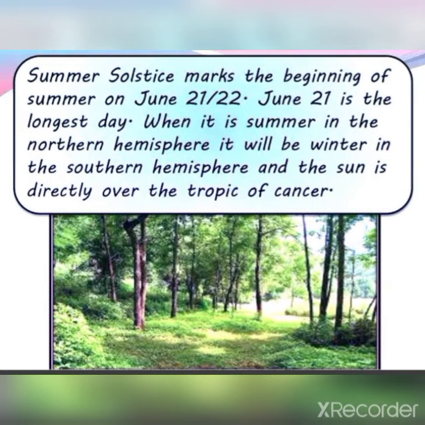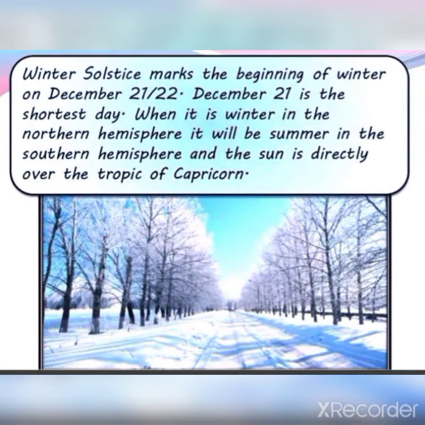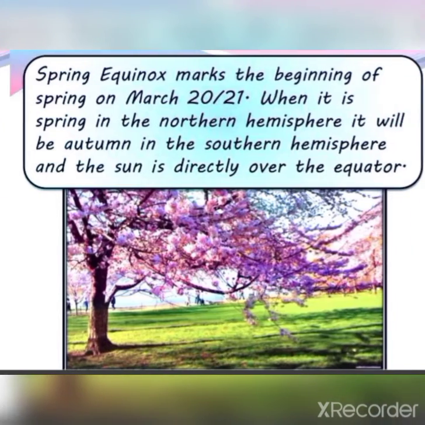Summer solstice marks the beginning of the summer on June 21, 22. June 21 is the longest day. When it is summer in the northern hemisphere, it will be winter in the southern hemisphere, and the sun is directly over the Tropic of Cancer. Winter solstice marks the beginning of the winter on December 22. December 21 is the shortest day. When it is winter in the northern hemisphere, it will be summer in the southern hemisphere, and the sun is directly over the Tropic of Capricorn.